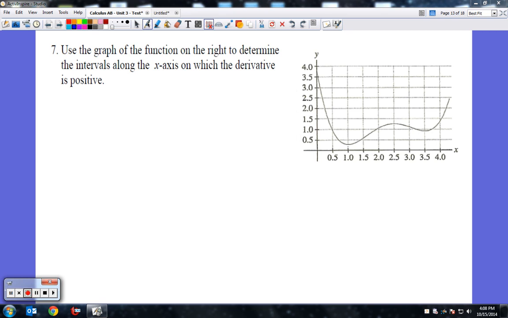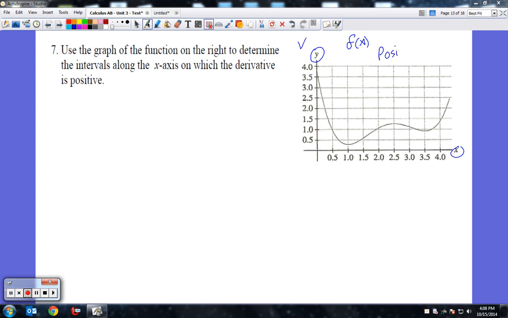Alright, number 7 says, use the graph of the function on the right to determine the intervals along the x-axis on which the derivative is positive. So if I'm looking at this, this is x, this is y. By default, this is f of x. This is my position function.